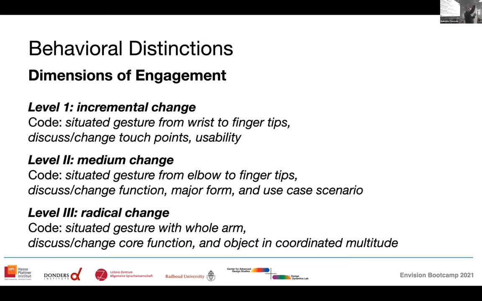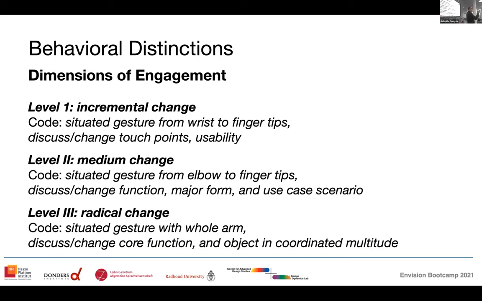The people who did gesture like this from the elbow to the fingers talked about changes in use case scenarios, changes in functions, adding functions, and they did mid-level changes. And the people who started doing this started talking about networks. And you can see what they're doing is saying, I've got a network, and here are the nodes in the network, and this is how they all coordinated and worked together.